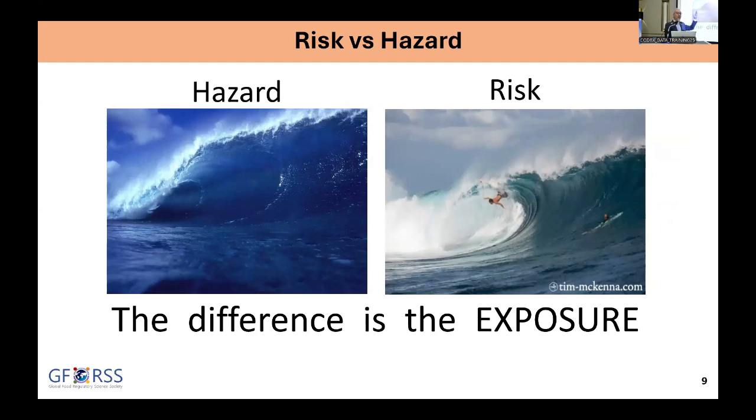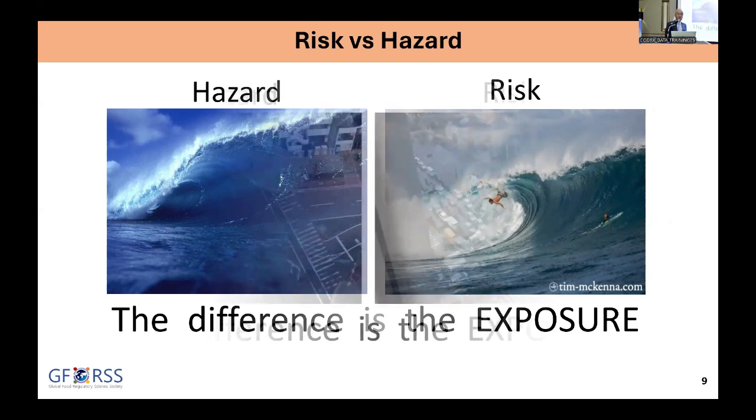So you have a big wave. The big wave is the hazard, okay? And the potential impact of that hazard is what? Drowning, okay? Now, for drowning to happen, if you don't have a person in front of that wave, no drowning will happen. So the probability is really the probability of having a surfer by that wave. If there is no surfer, the hazard is there and it will not have an impact.